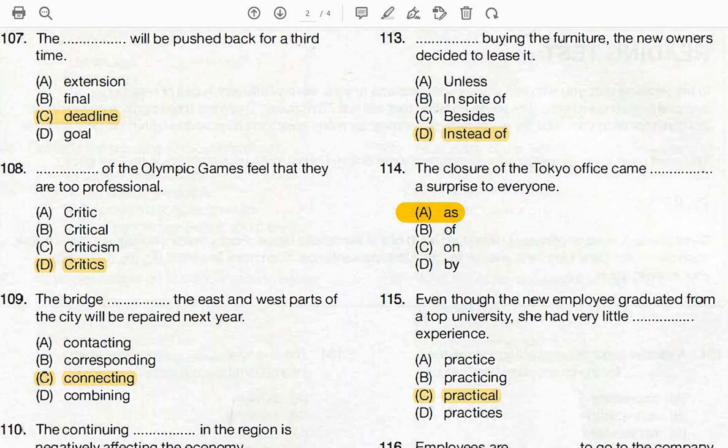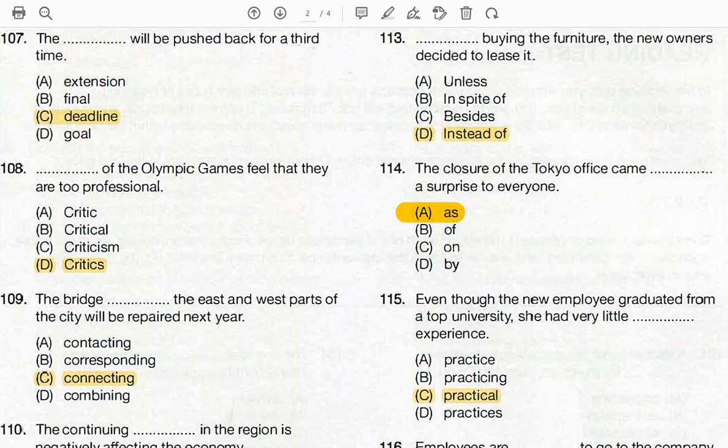The next, the deadline will be pushed back to a certain time. Actually, deadline, meaning final date for completion of tasks, is the only word that gives meaning to this sentence. A. An extension is an increase in time, but an extension cannot be pushed back. B. Final is an adjective and a noun is required here. D. A goal is an aim and cannot be pushed back.